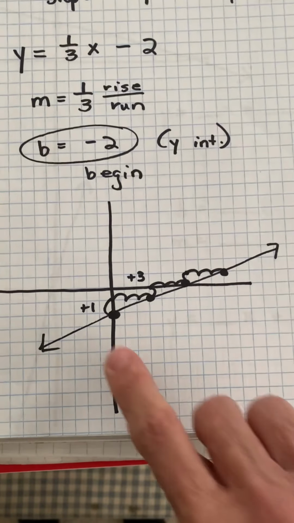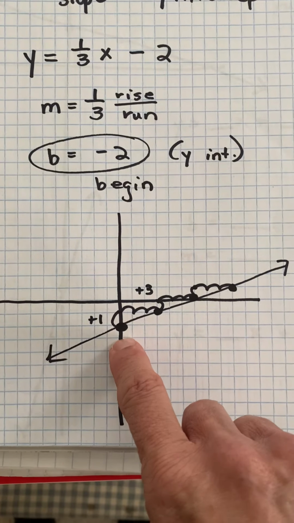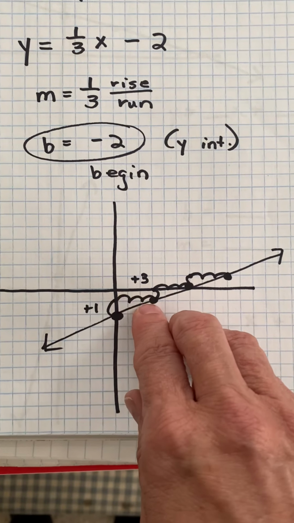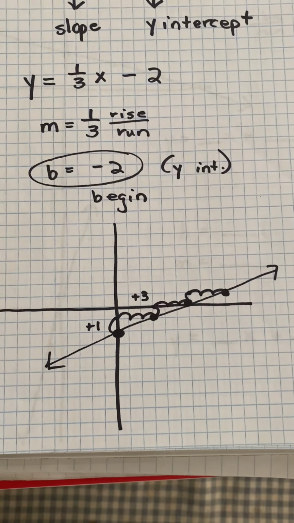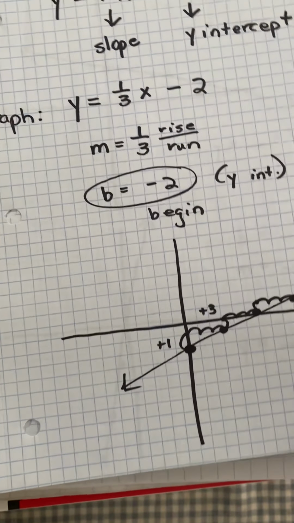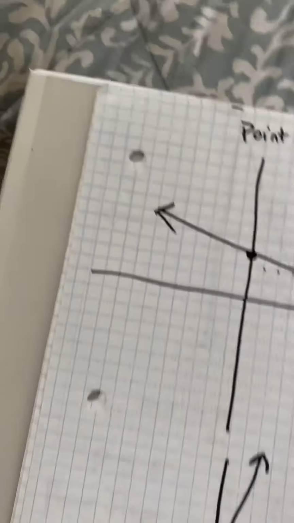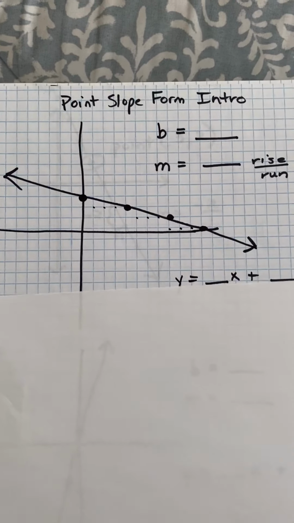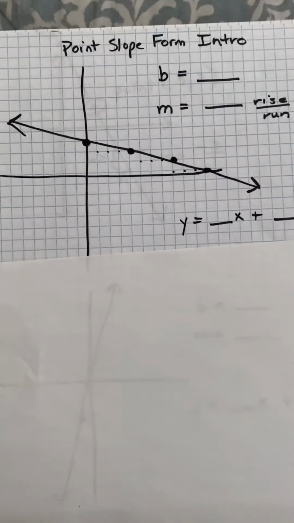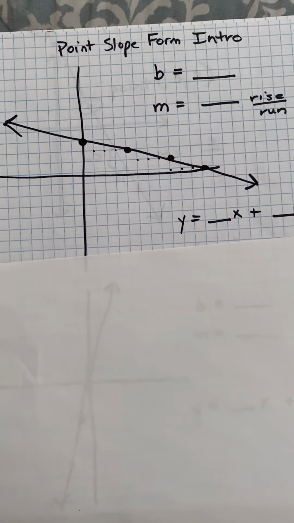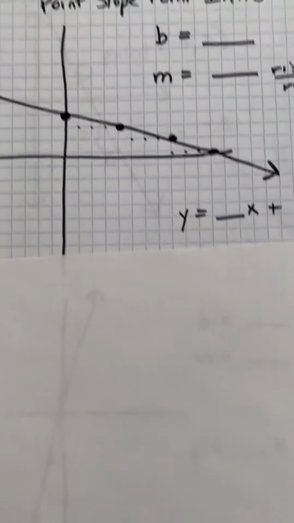Now looking at this, I know the y-intercept is -2. I know the slope is up 1 over 3, which is 1/3. So you can also look at a line and identify what the equation is. Now we are going to look at the top of page 1. I made it bigger here. The top of page 1 gives you a line and asks you to come up with the equation.